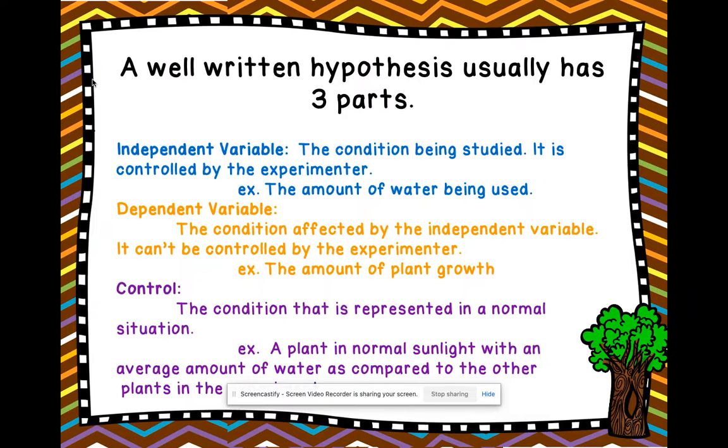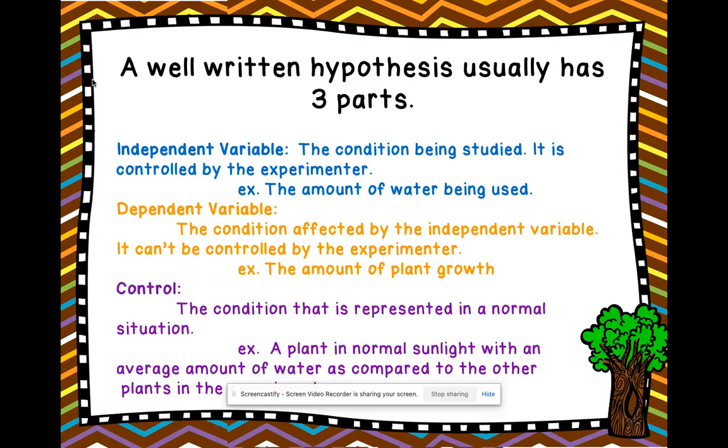Let's go back to our penny experiment since we just did that last week. The independent variable, what did you study? What were you counting? The number of drops on a penny. So that's what we call the independent variable.